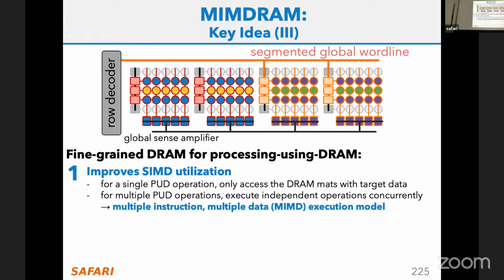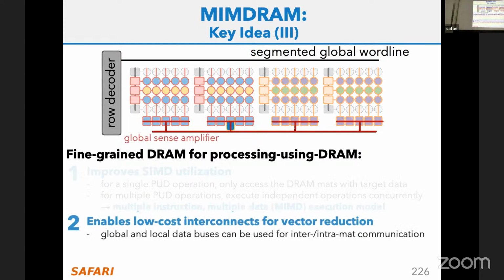Second, if you have multiple operations targeting different portions of that DRAM row, and they are independent, you can execute them at the same time in a multiple instruction, multiple data execution model. Again, improving overall system throughput.